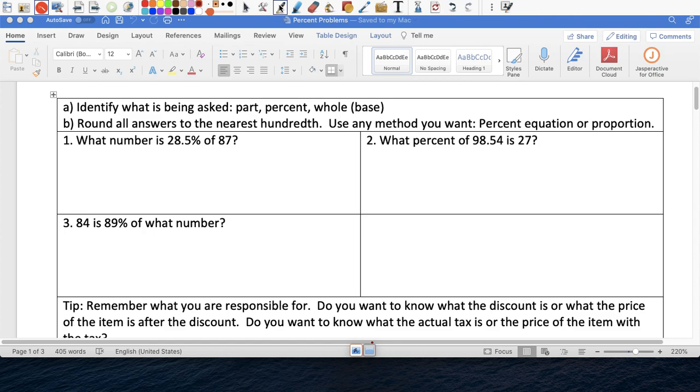First question, what is 25% of 87? So you have $87. I'm taking, sorry, not 25, I'm taking 28.5% from you. How much do I take?